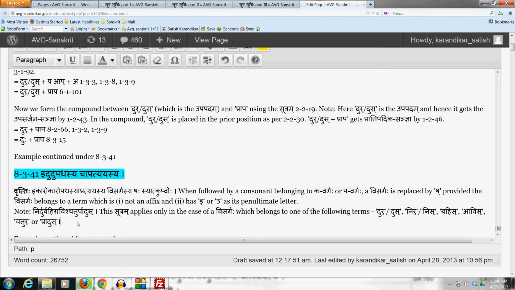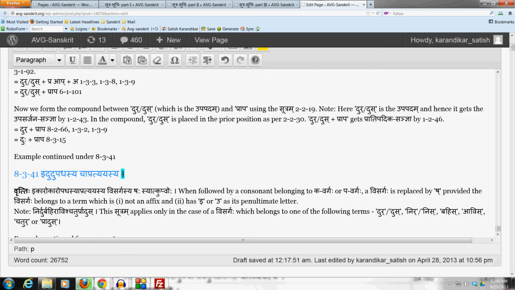So before applying this sutram, it's good to check if we have one of these terms. Only then can we apply this sutram. Right now we do have dur, so we are fine. We do have a visargaha which belongs to a term which is not an affix and which has a ukaraha as a penultimate letter. So the conditions for applying 8.3.41 are satisfied.